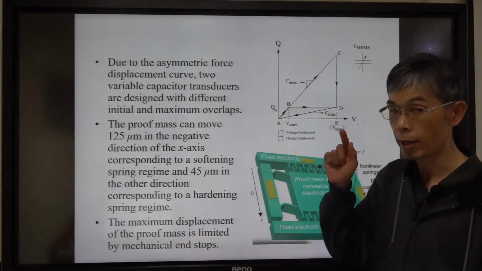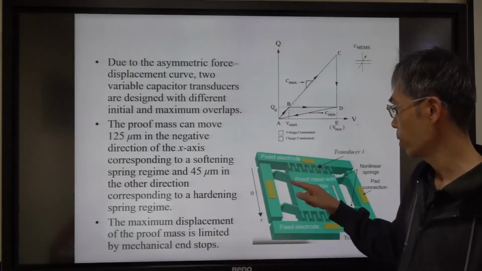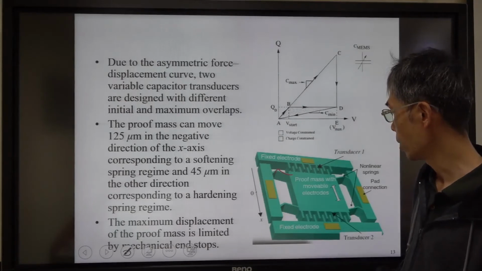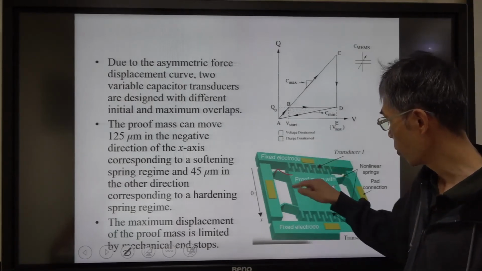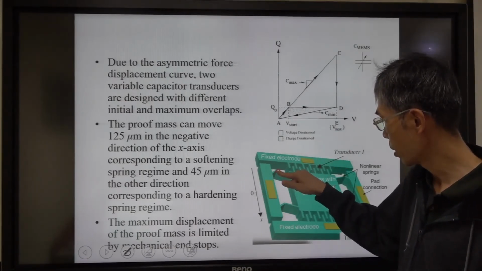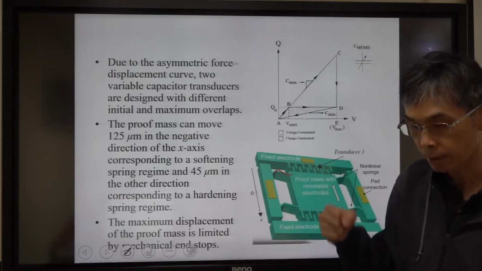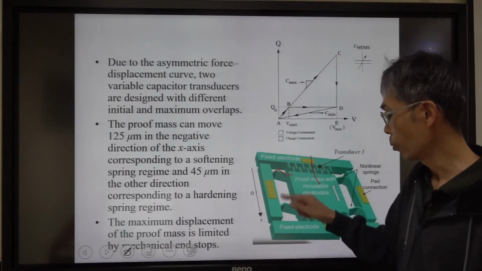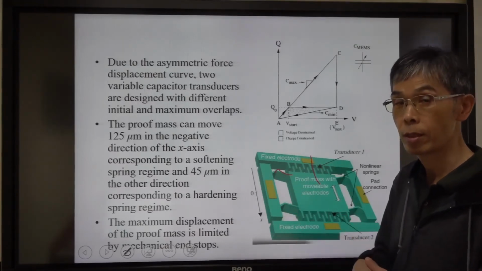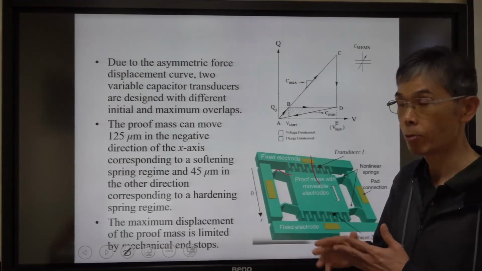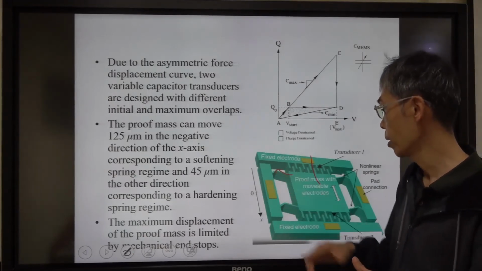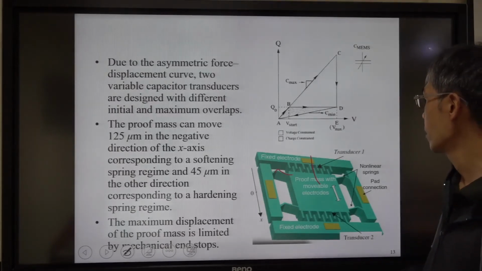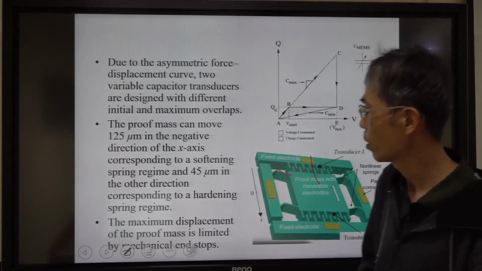And this asymmetric design is due to the structure of the beam. See, if we move this way, we compress the beam. So it's not easy to keep compressing the beam. But if we move in this direction, we elongate the beam. It's relatively easy to elongate the beam. So we have this asymmetric material behavior for this device.